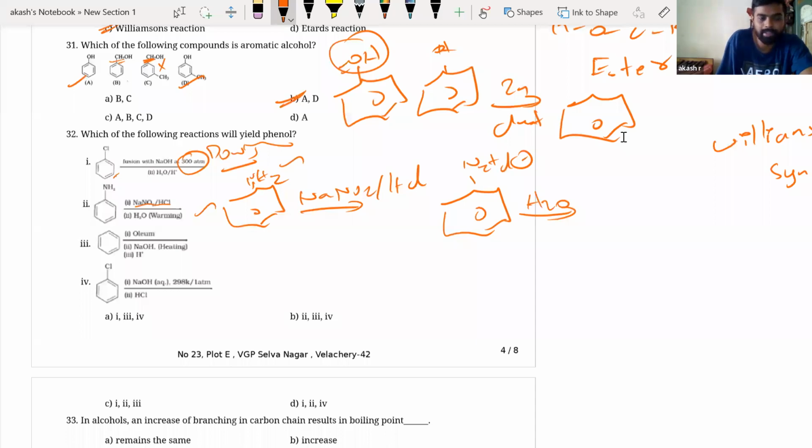Next, oleum. Oleum is H2SO4 plus SO3, and NaOH with heating. Yes, this will also give me phenol. I think you must have learned this reaction in your phenol chapter. Next, NaOH at 298 Kelvin, 1 atmospheric pressure. No, nothing will happen. I need to have very high temperature, very high pressure. At low temperature and low pressure, nothing will happen. So it's going to be 1, 2, and 3. Do I have the option? Yes, 1, 2, and 3.